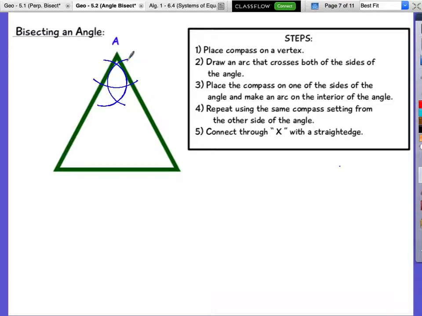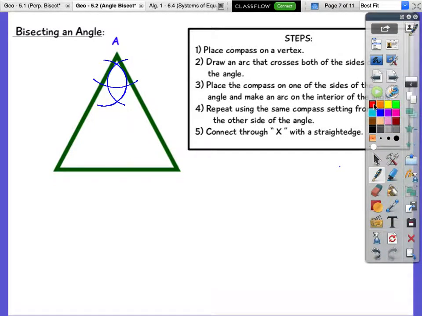Okay, so now you should have two intersections here, right? We should have two main X's in the center. We should have created two intersections from those arcs. So what we do, and I'll do this in a different color, is we'll draw a line through those.